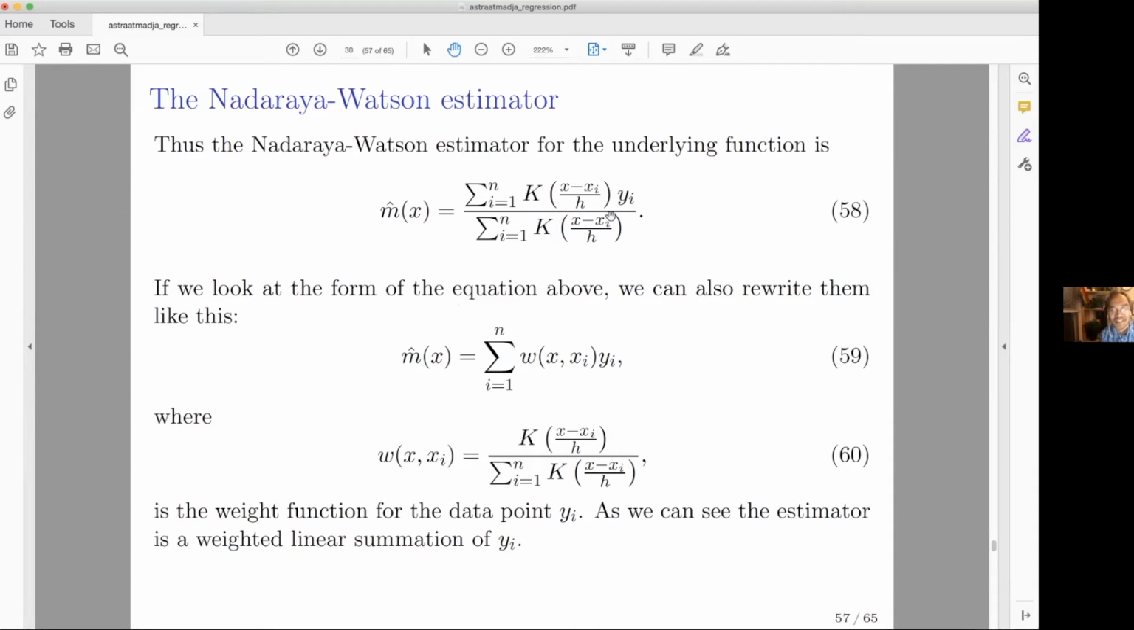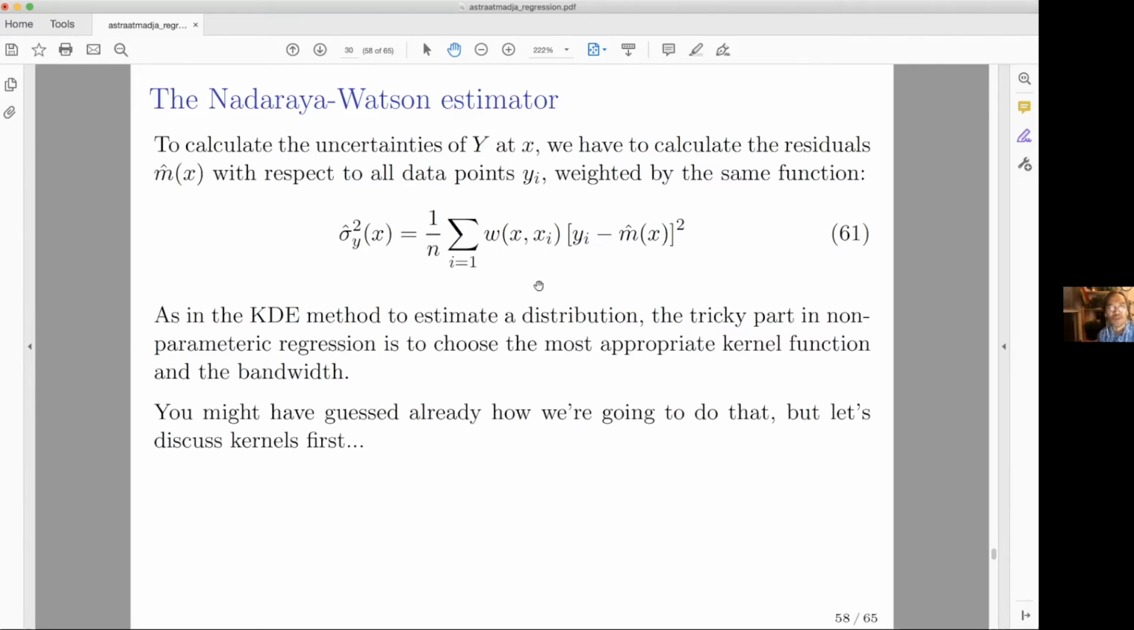This is the summation of the kernel times the data. So the data, the y's, are smoothed by the kernel, and then normalized by the sum of the kernel. We can rewrite this in terms of the sum of weights. It's the same as above. And this is how we calculate the uncertainties of the estimate. The variance of our estimate at x is the summation of the weight for each data point times the residual, weighted by the weight at x.